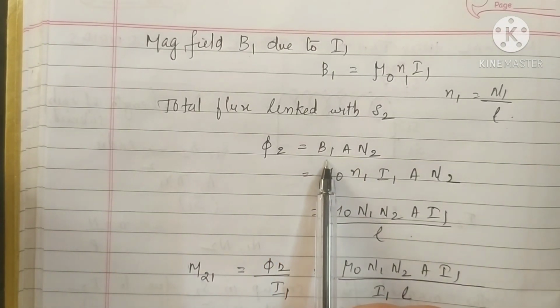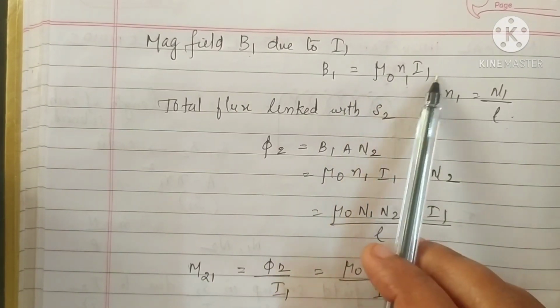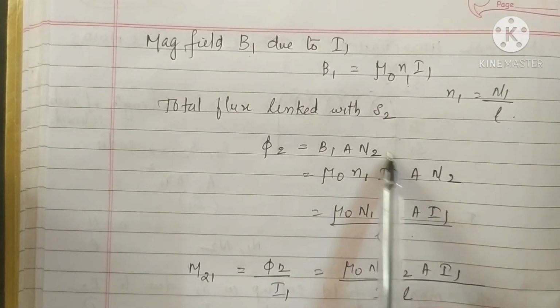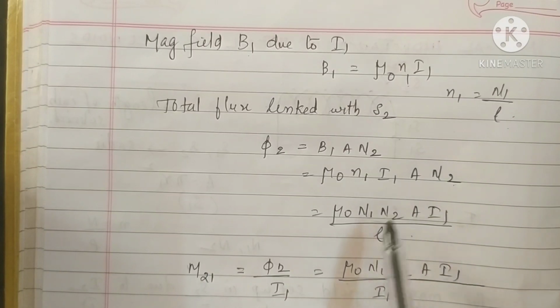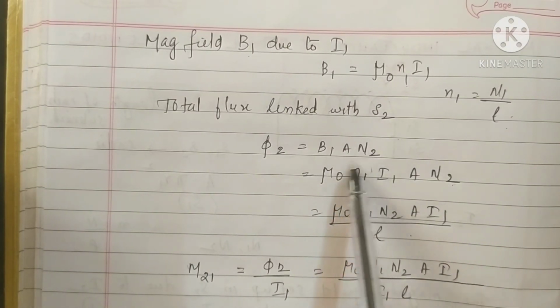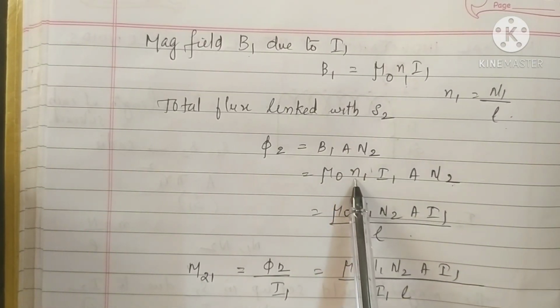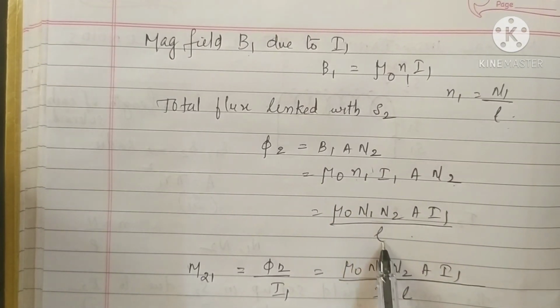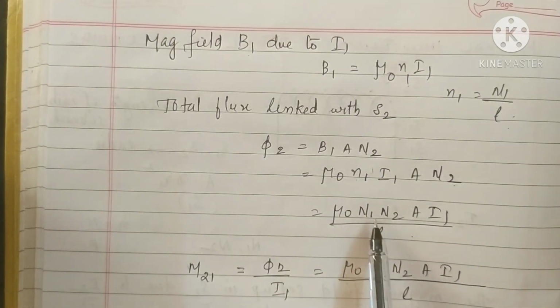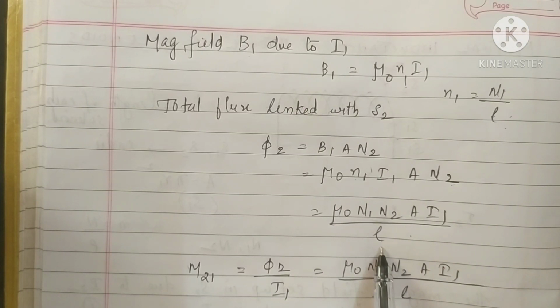For B1 you can put the value mu naught N1 I1, then A and N2. Now again this N1 can be changed because it is capital N1 by L. So you substitute the value there: mu naught N1 N2 A I1 by L.